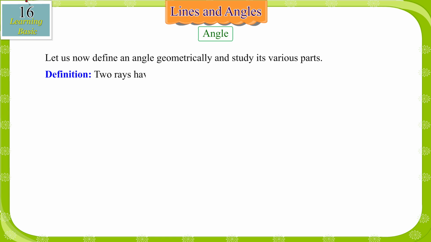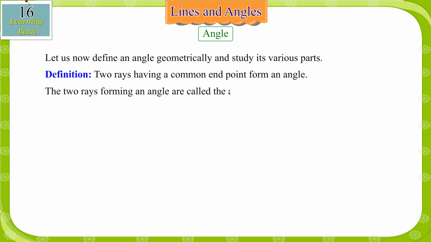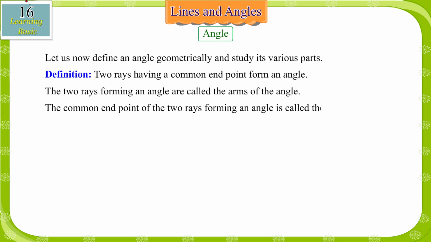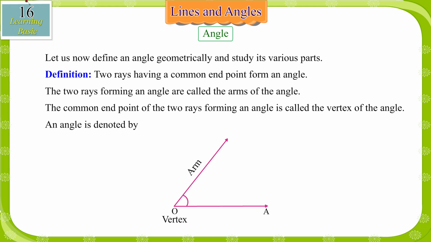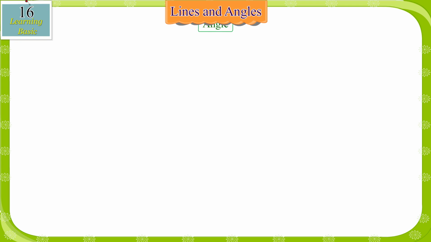Definition. Two rays having a common endpoint form an angle. The two rays forming an angle are called the arms of the angle. The common endpoint of the two rays forming an angle is called the vertex of the angle. An angle is denoted by the symbol angle.